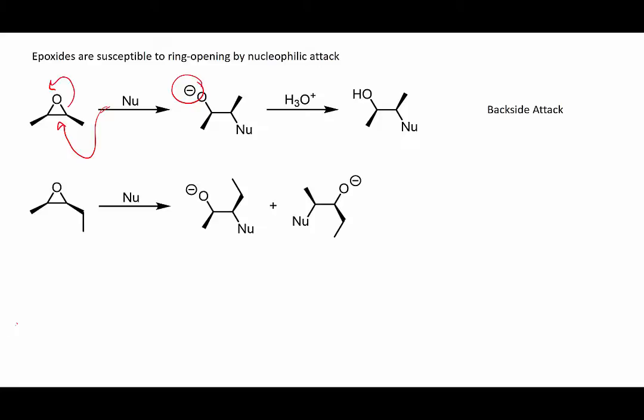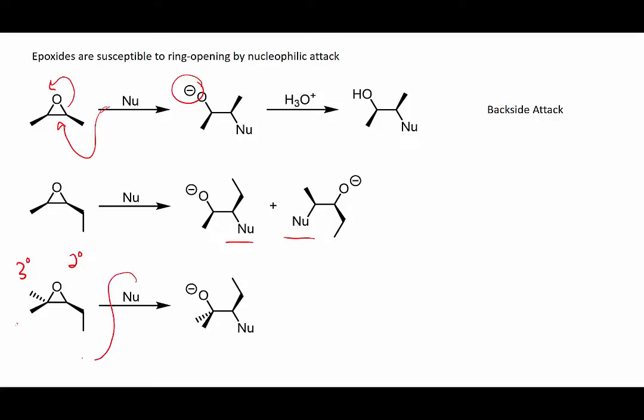In the case of an asymmetric epoxide, the nucleophile can attack either side, so we can end up with the nucleophile on the right or the nucleophile on the left. But if these two sides are substituted differently, the nucleophile will attack the least sterically hindered site, just as in a standard SN2 reaction. So in this last reaction we have a tertiary site and a secondary site. SN2 reactions, because of backside attack, cannot attack a tertiary site. So the nucleophile instead will attack the secondary position, opening the ring this way, and we install the nucleophile at the least sterically hindered site.